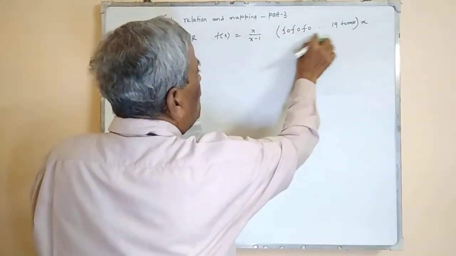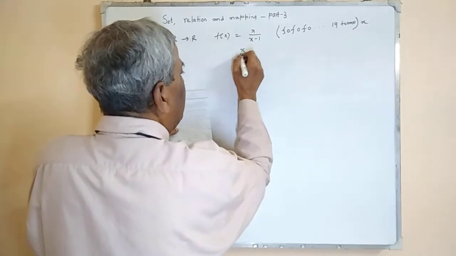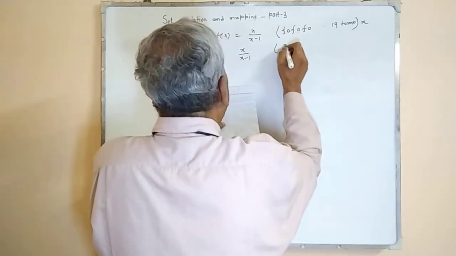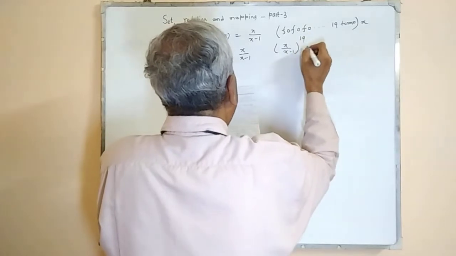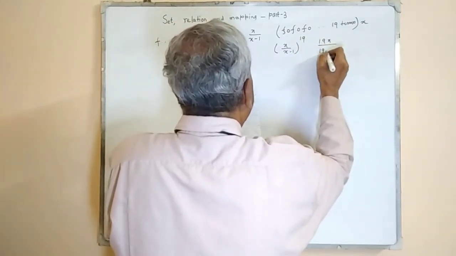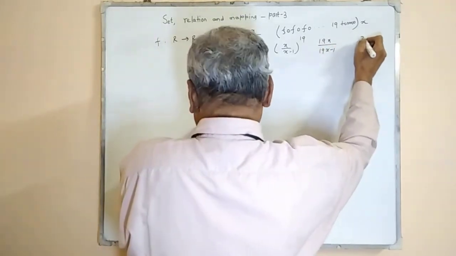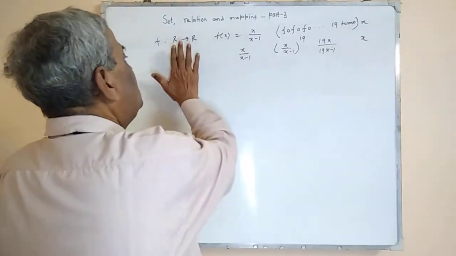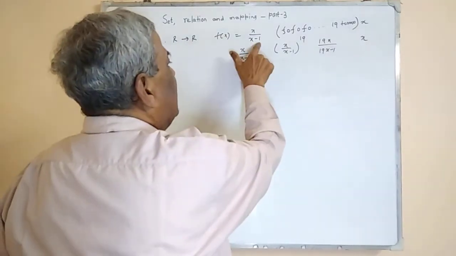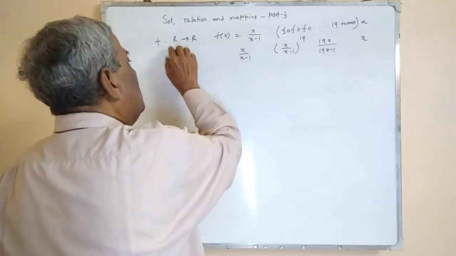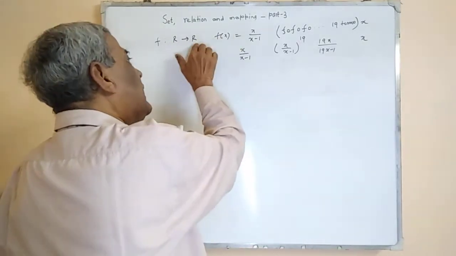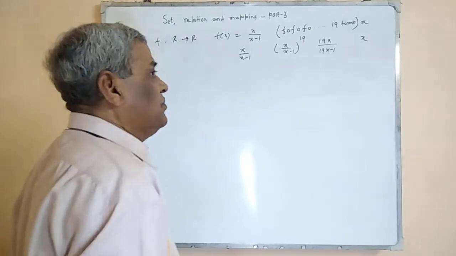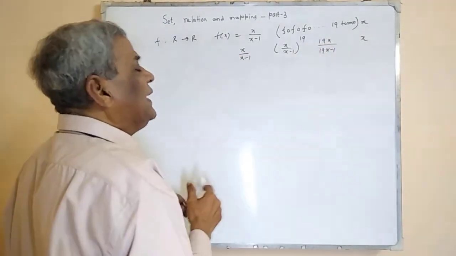The options are: the result is either x/(x-1), that is, itself, or (x/(x-1)) to the power 19, or 19x/(19x-1), and finally x. The case is very simple. This is a function defined from real to real, meaning any real number to any real number, and this is applied 19 times. Then what would be the result?